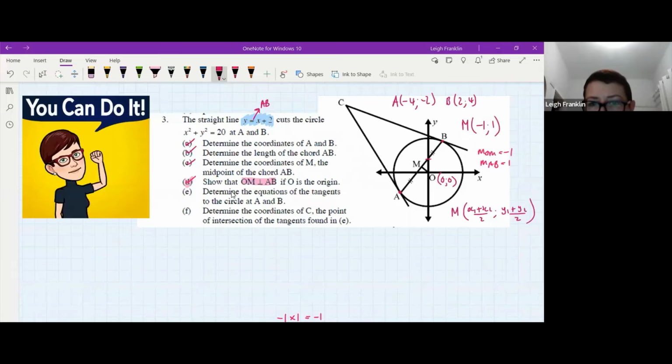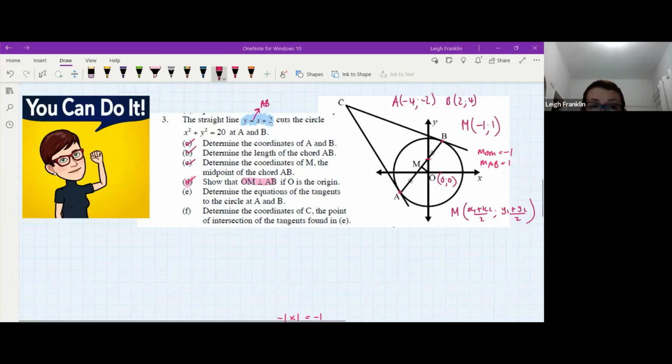You're very close. Ma'am, can I say that AM is perpendicular to CA? No, AM is not perpendicular to CA. There's a line that is, but it's not drawn at the moment. What line is perpendicular to CA? OA. No, OM is perpendicular to AB. It's not perpendicular to CA.